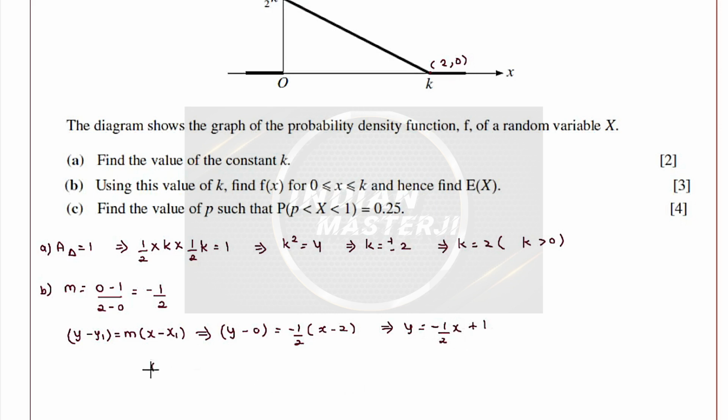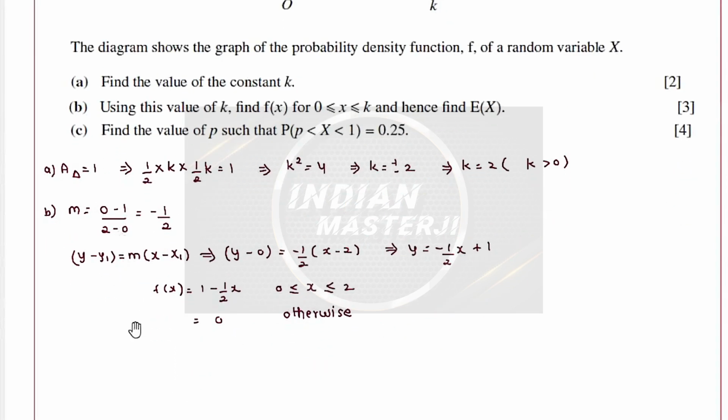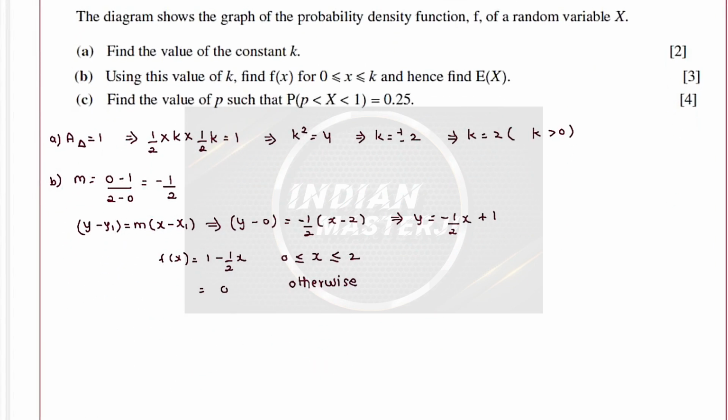So this is what our f of x is. f of x is equal to 1 minus half of x, for x lying between 0 to 2, and this is equal to 0 otherwise, correct? So we have done the first part of part B of the question. Now what is the second part of part B? They are saying find E of x. So what is E of x?